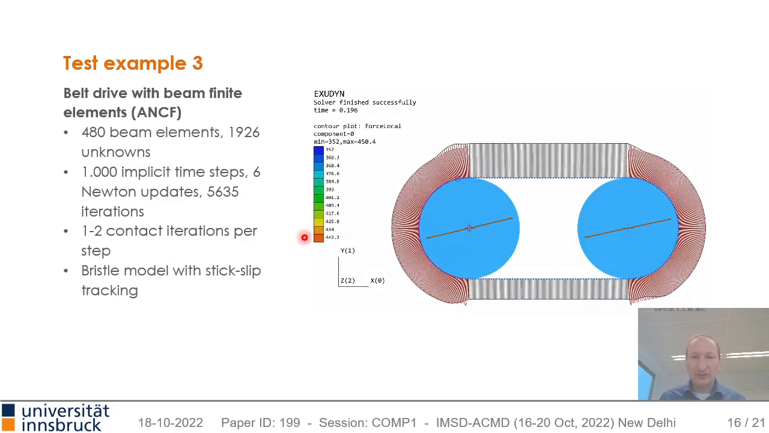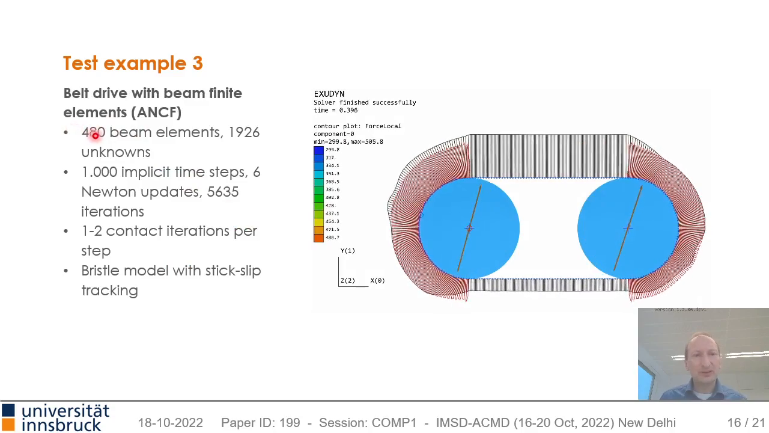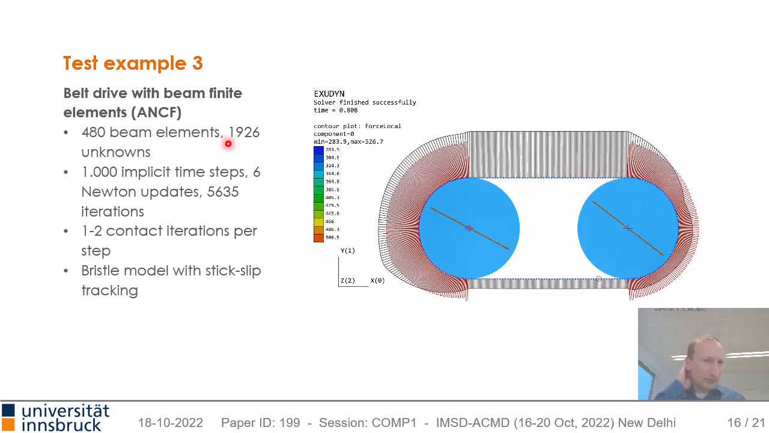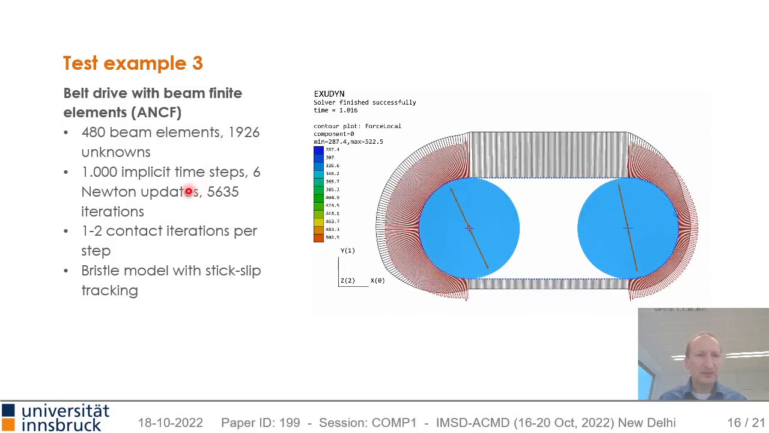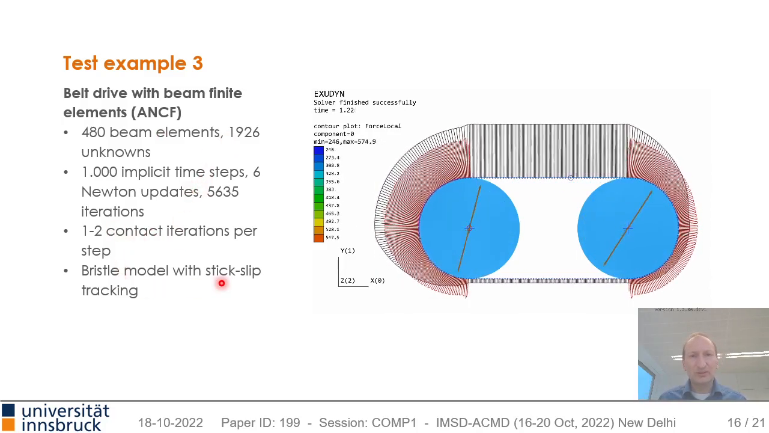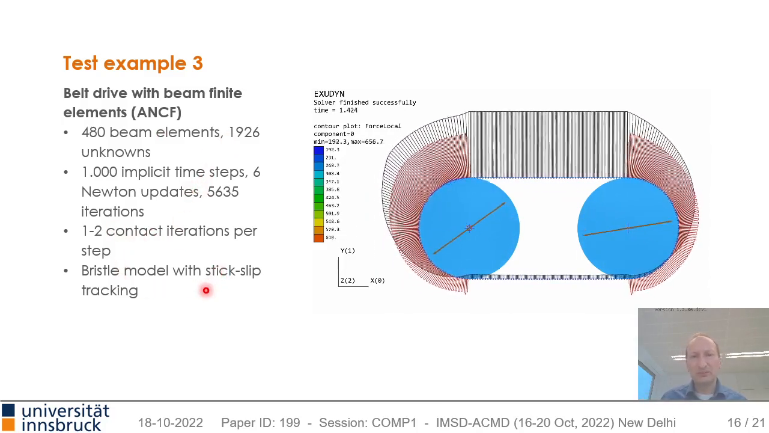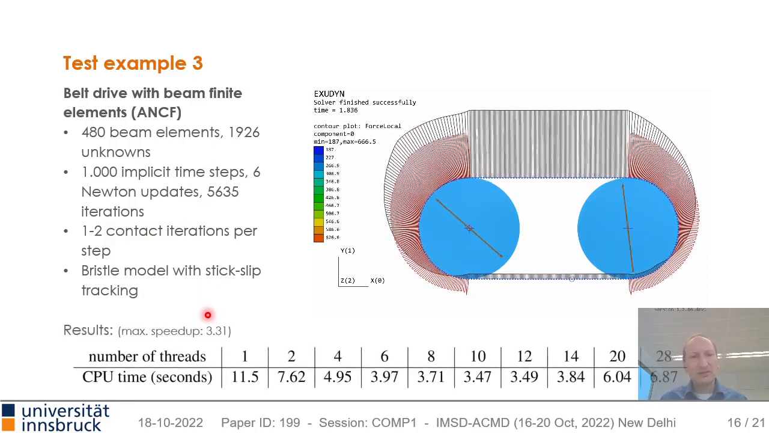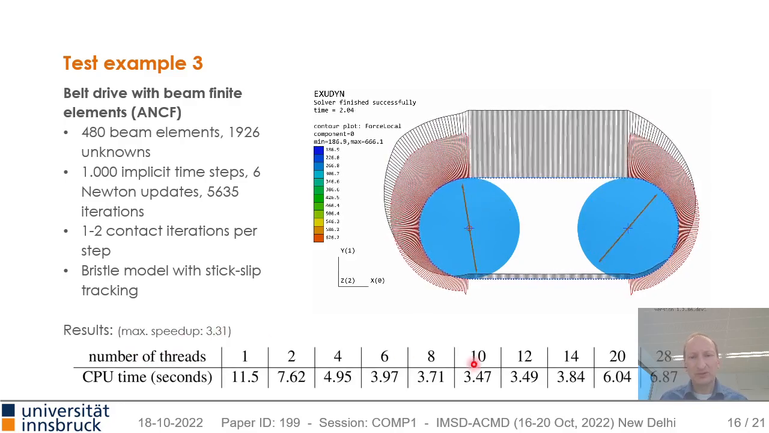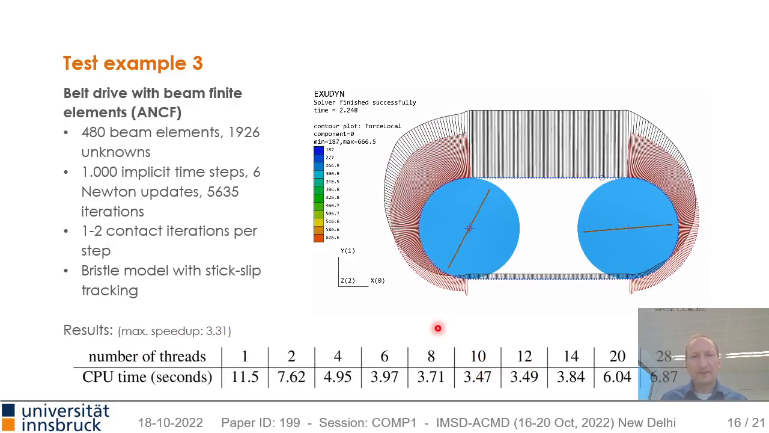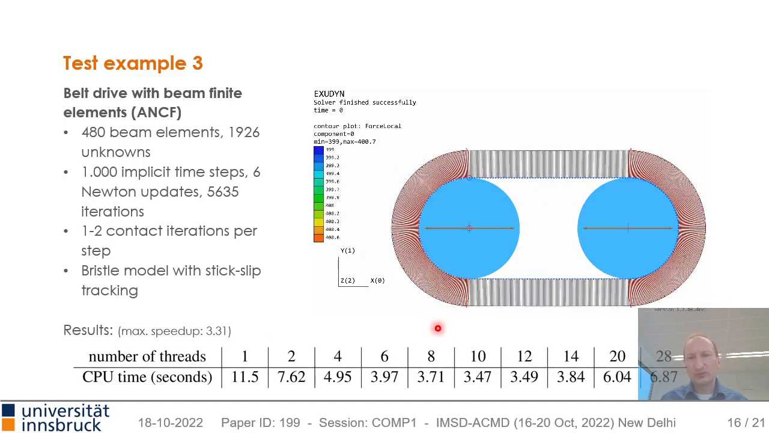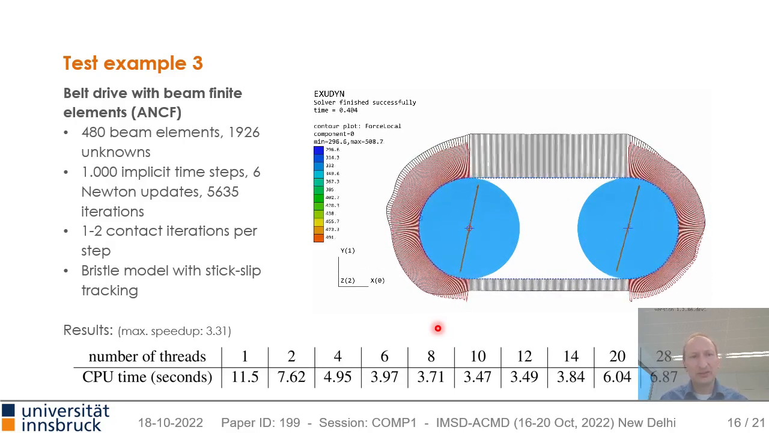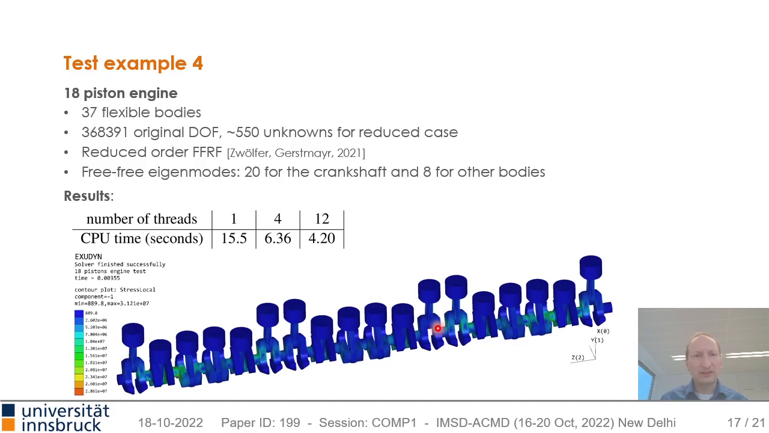Now coming to the flexible multibody system, so we have here a belt drive with 480 beam elements, something that could be very typical, 1000 implicit steps, contact iterations, even the contact is parallelized here, and it's an almost simpler case. We get a speedup of 3.3 for 10 cores, and this works really out of the box, no hand tuning. It is just a serial example that has then turned on the parallelization.